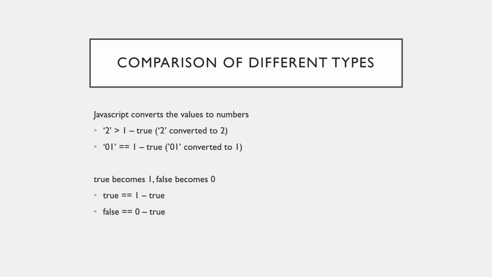When comparing values of different types, JavaScript converts the values to numbers. So for example, 2 as a string greater than 1 is true because the string 2 becomes a number 2. And for example, 0, 1 as a string equals 1 is also true because 0, 1 is converted to 1. So basically for Boolean values, true becomes 1 and false becomes 0. And that is pretty much all there is to it.